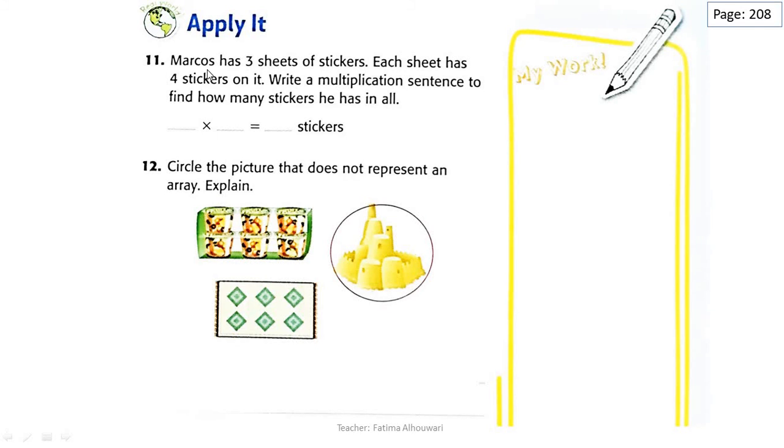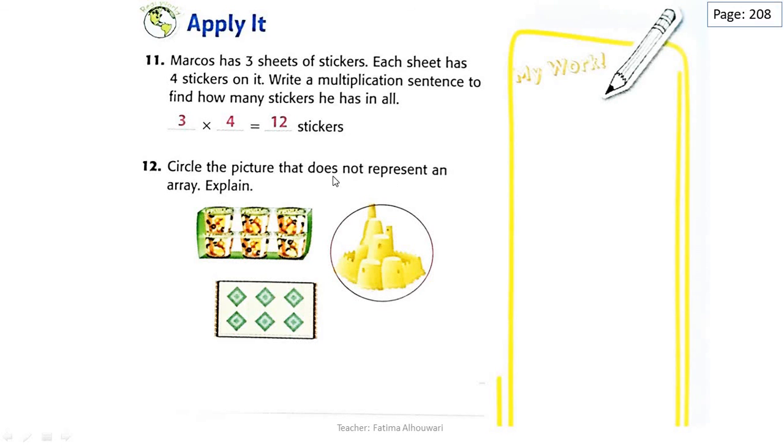Question number 11. Marcos has 3 sheets of stickers. Each sheet has 4 stickers on it. Write a multiplication sentence to find how many stickers he has in all. 3 sheets of stickers and 4 stickers in each sheet. So 3 multiplies 4 equals 12 stickers. Excellent, grade 3. Let's see question number 12.